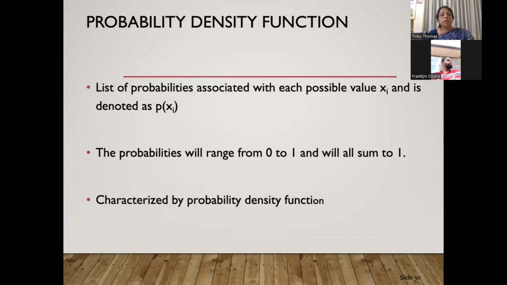Every value in a random variable will have a certain probability of occurring. And the distribution of that is what we call the probability distribution. So the probabilities will range from 0 to 1, and the sum is always 1. And we can characterize the probability distribution by what we call a probability density function.